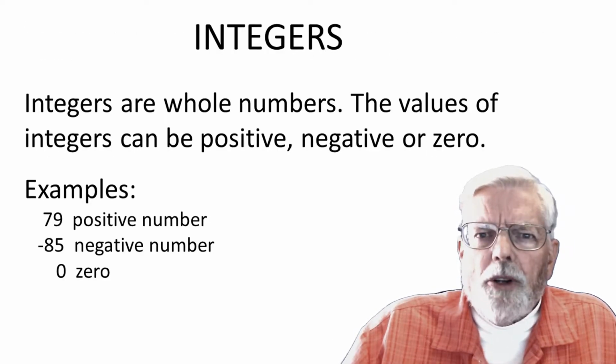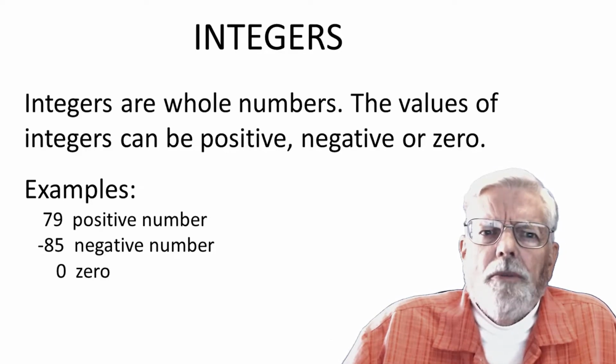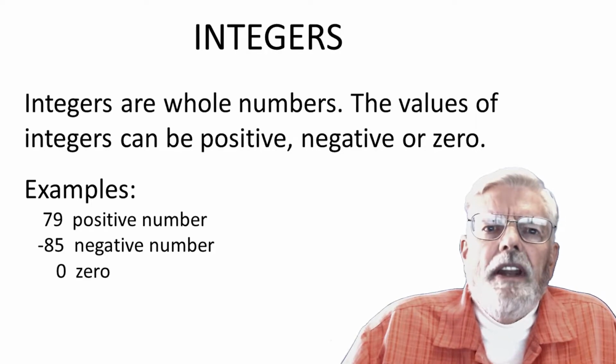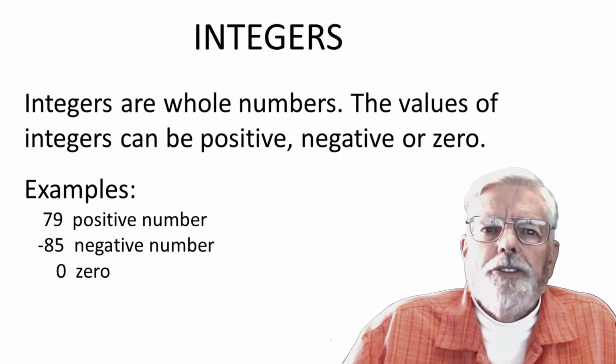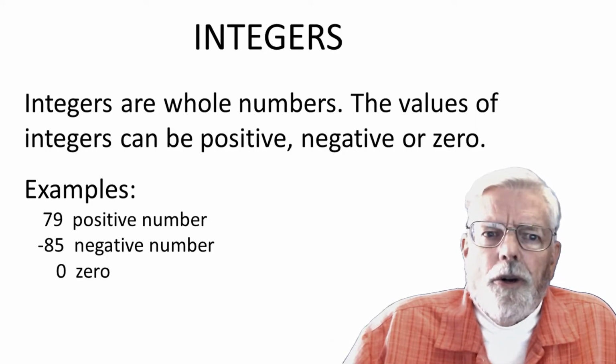Integers are whole numbers. The values of integers can be positive, negative, or 0. Here are some examples of integers. 79 is a positive integer. Negative 85 is a negative integer. 0 is an integer 0.